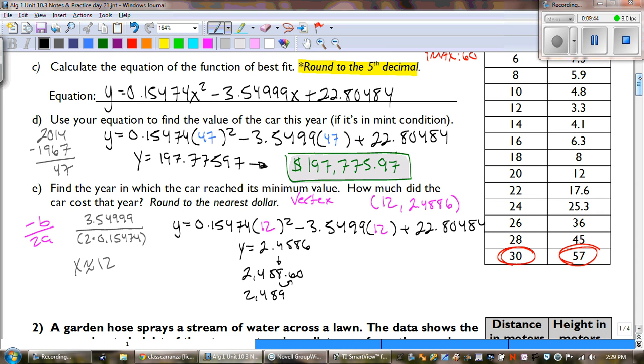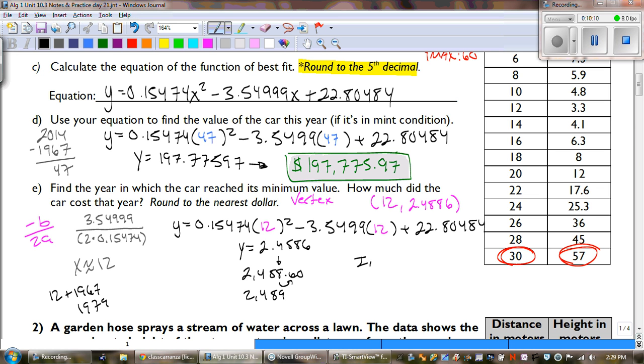So that's how much it costs, but what year was that? That was the year 1979, okay? Because we take that 12 and we add it to the year of the car, and we get 1979. So here we go.